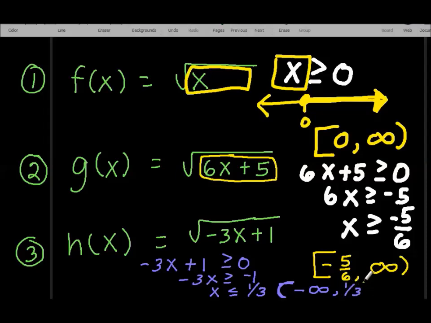And it does include 1/3, so I would use a bracket. Okay? So again, you just want to solve for the radical expression being equal to or more than 0. Let's try some other ones.